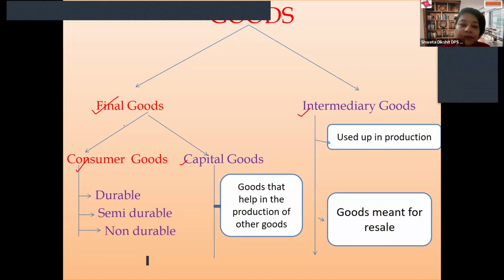Then the second thing is that the final good has already crossed the boundary of production, whereas the intermediate good has not crossed the boundary of production. Final goods are added to the national income, whereas intermediate goods are never added for the calculation of national income. And the last thing, the final goods are not sold further, whereas the intermediate goods are still to be sold further. So these are the four headers which you can use to identify the difference and also to write the difference in the exam.